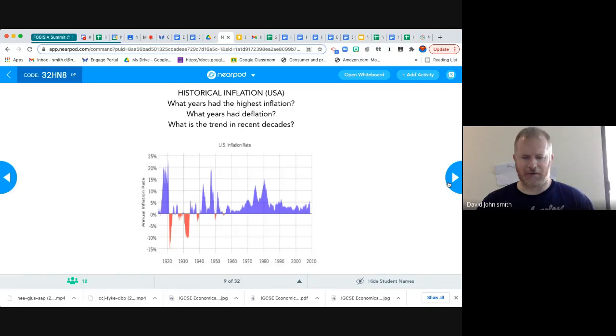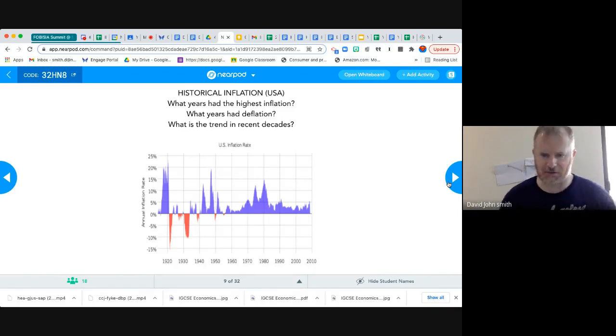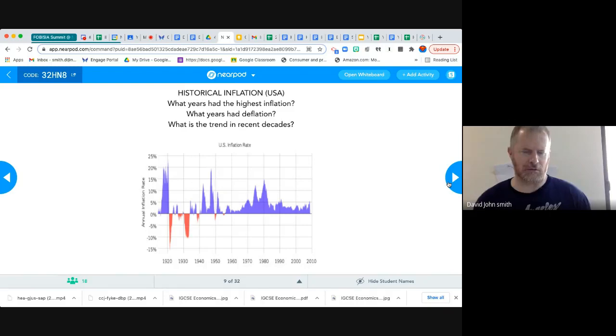Now, here's a graph that you should be able to see. This has the USA, and this is just data interpretation, which you're all very good at. It finishes at 2010, so you could have a think about years after that. Which years in America had the highest rates of inflation, and which years actually had deflation? And is there any trend in recent decades? Whilst you've got that on, I'm going to stop sharing and go back to the meet.